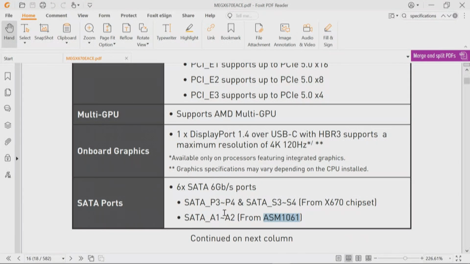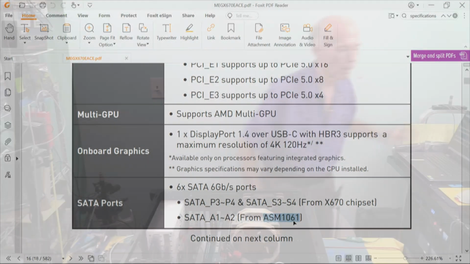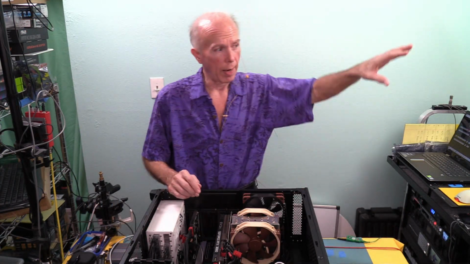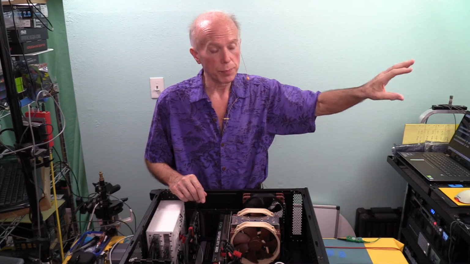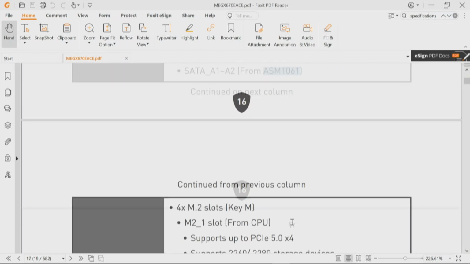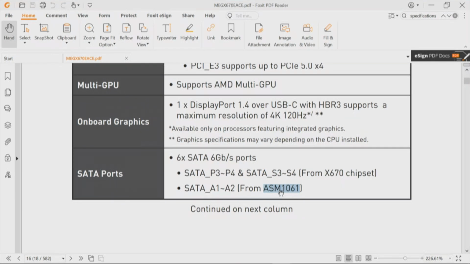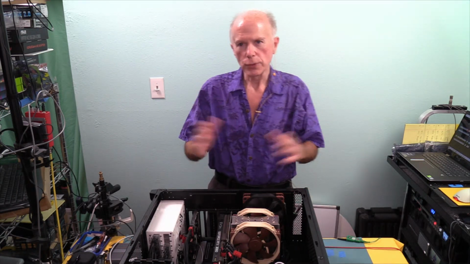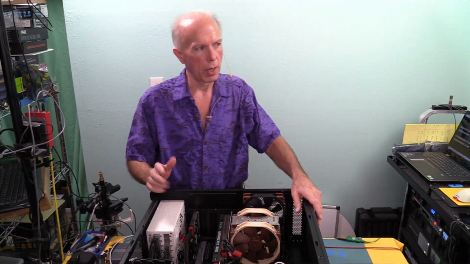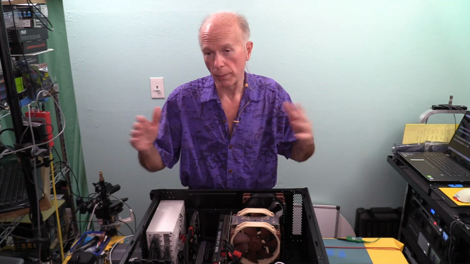SATA_P3, P4, and SATA_S3, S4, those are from the X670 chipset. And these other two, SATA_A1 and A2, are from the ASMedia chipset. Okay, now why is that relevant? I'm going to look a little further down. I don't think it's mentioned here, and I'll tell you. But let's take a look. As we scroll on down, no, it doesn't tell us. It gets into the slots for M.2 connectors. Okay, this little detail here matters. As we look further in the motherboard manual, based on possibly the chipset or the ports, we'll go both ways.